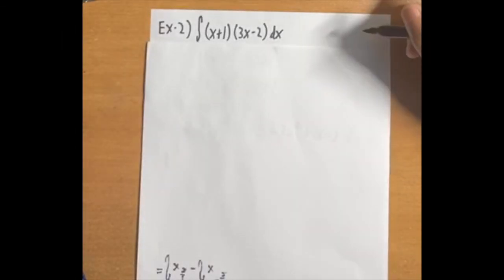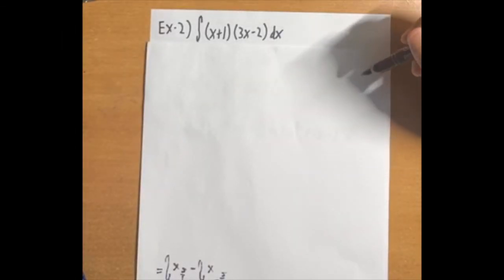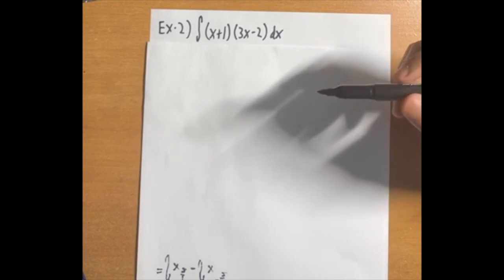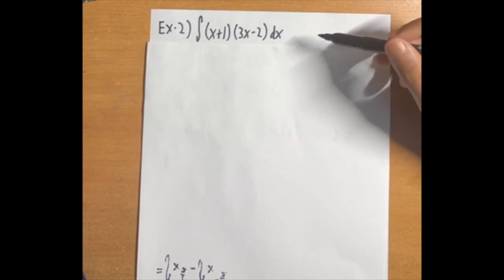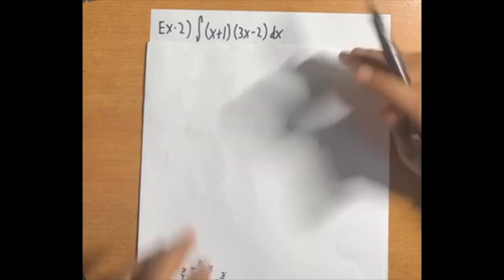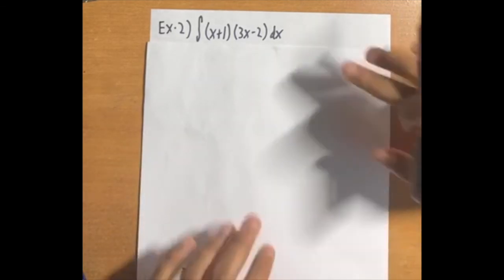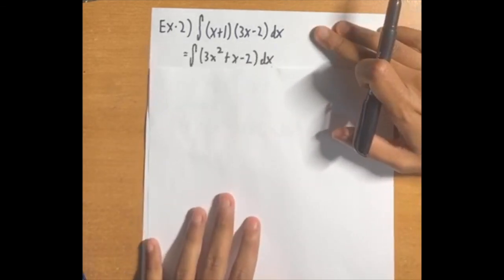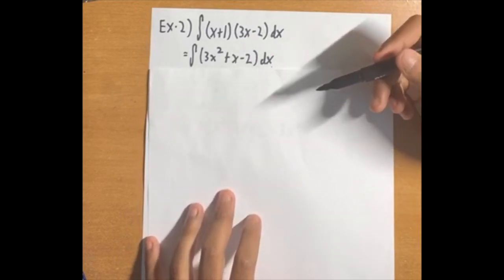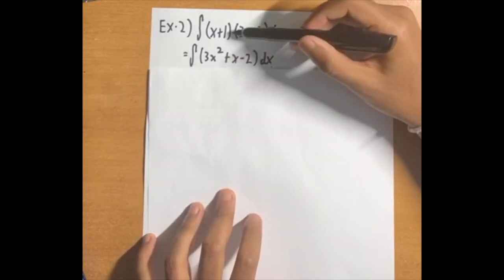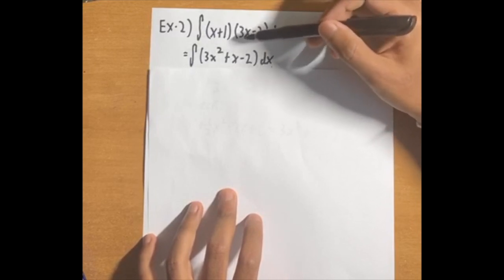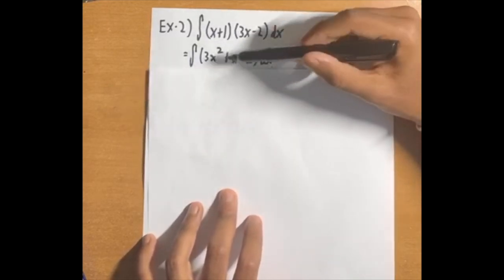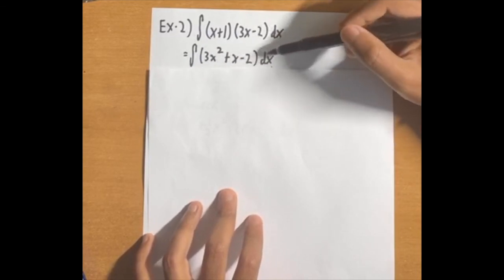Here we have our second example, where we're given an antiderivative and told to find the indefinite integral and check the result by differentiation. First, as we did in the previous example, we want to expand the integral. So when we have x plus 1 times 3x minus 2, we get a polynomial, and that equals 3x squared plus x minus 2.